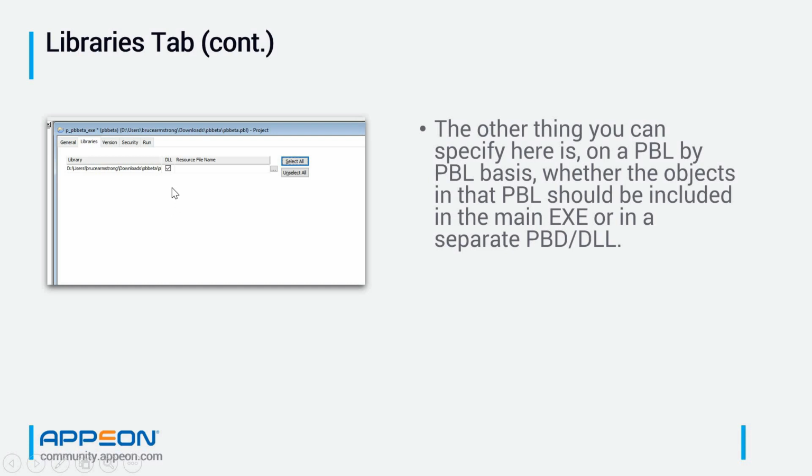What the command line compiler will do every time is it will create an exe and a PBD for every PBL. Or if you're compiling machine code, you will get an exe and a DLL for every PBL. There's no option to say I don't want certain PBLs compiled into a PBD or DLL. I want them as part of the exe.